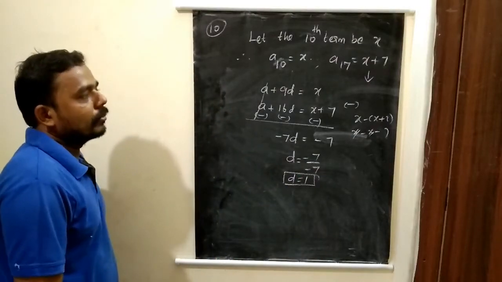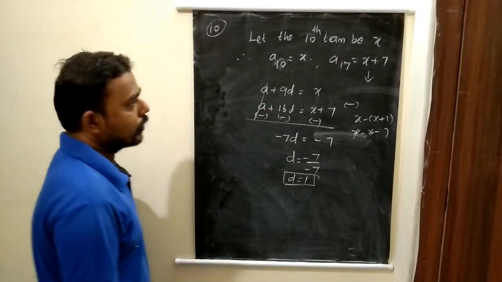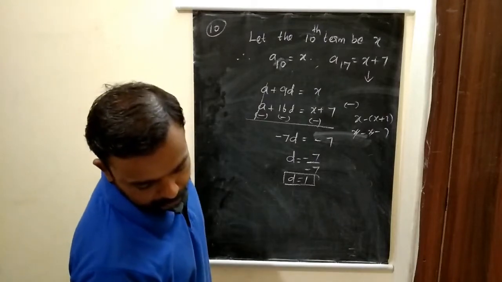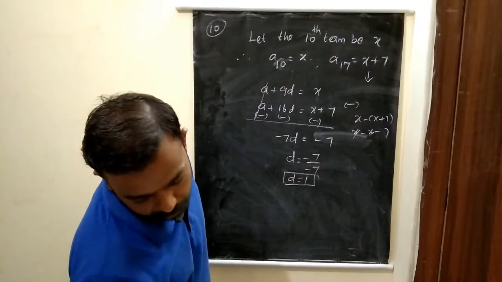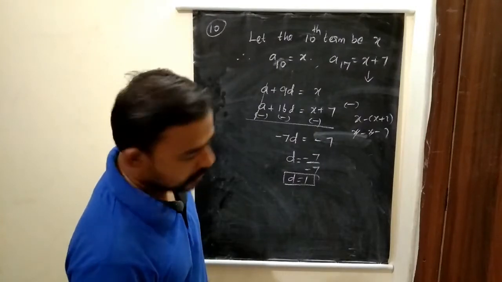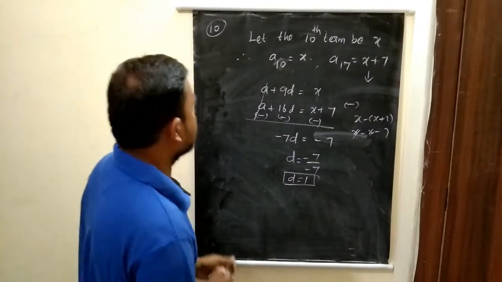Okay. Now d equal to 1, difference 1. And the actual question is find the common difference. So d equal to 1. That's all.